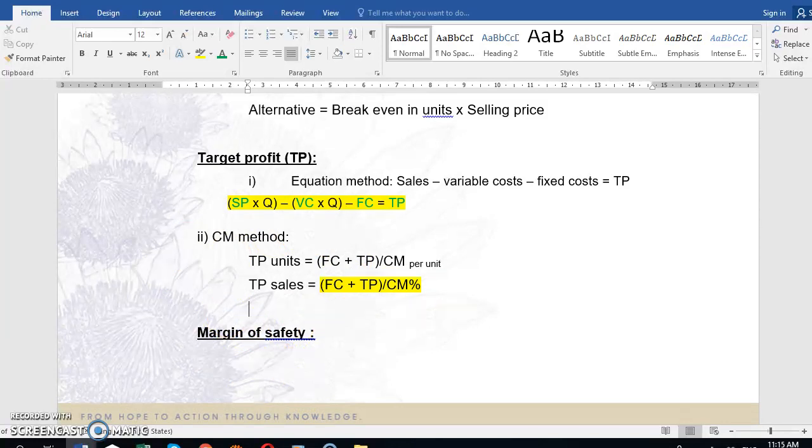Again, as I said before, I encourage the equation method. However, you are welcome to study the formulas. These formulas will not be given to you in an exam, so I encourage you to use the equation method. However, if you're comfortable studying formulas, you're more than welcome to use these formulas.